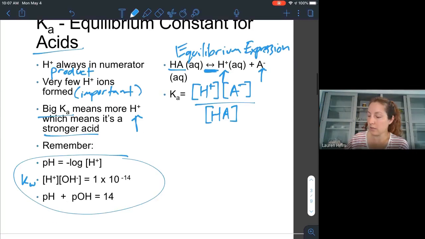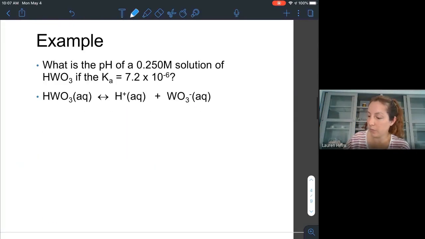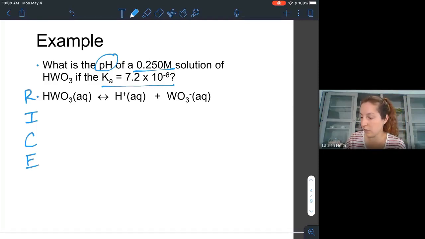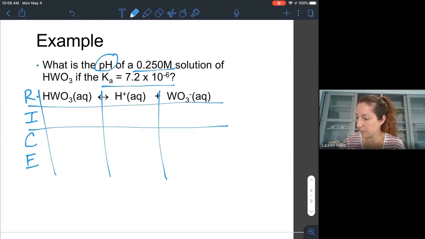What can we do with this? Well, we can find the pH. If we know the concentration and we know the equilibrium constant for the acid, we can determine the pH of this solution at equilibrium. So we're going to make a RICE table. We have our reaction. We're going to go for initial, change, and equilibrium concentrations. And we're going to fill in our table with what we know.